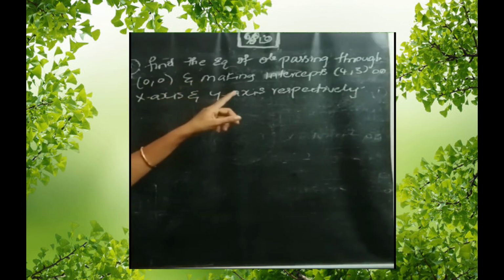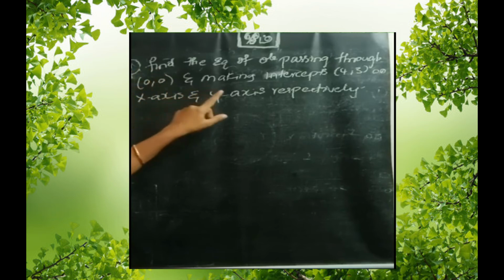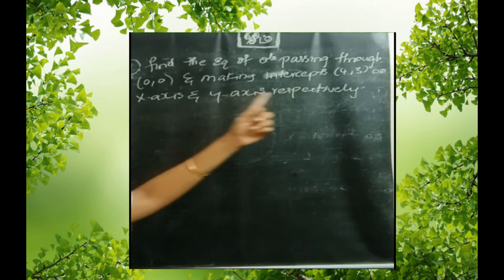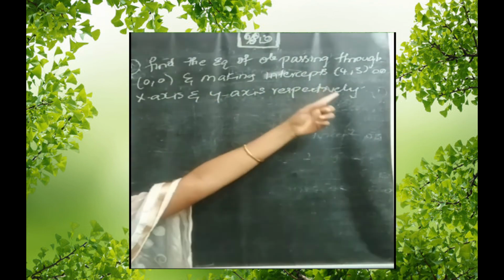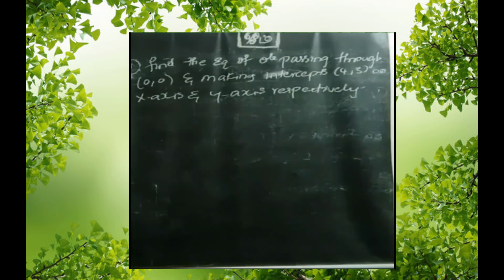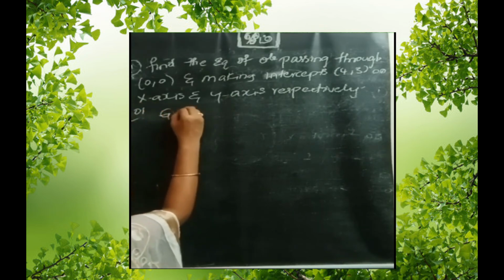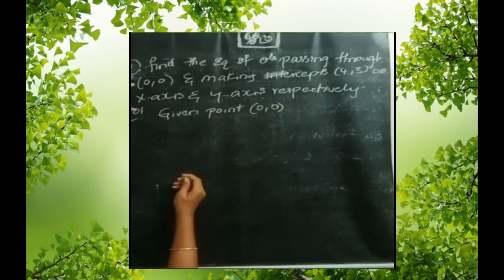Find the equation of the circle passing through the origin (0, 0) and making intercepts 4 and 3 on the x-axis and y-axis respectively. That means the intercept on the x-axis is 4 and the intercept on the y-axis is 3. Before, we have already learned the intercept formulas. Now, the given point is (0, 0).